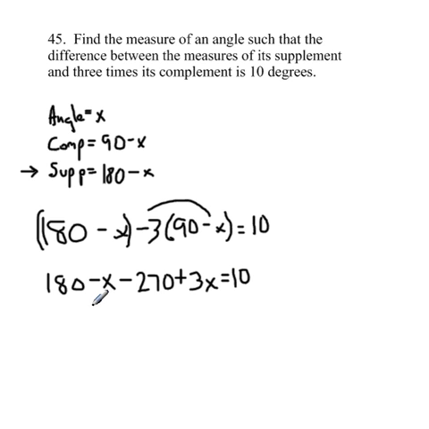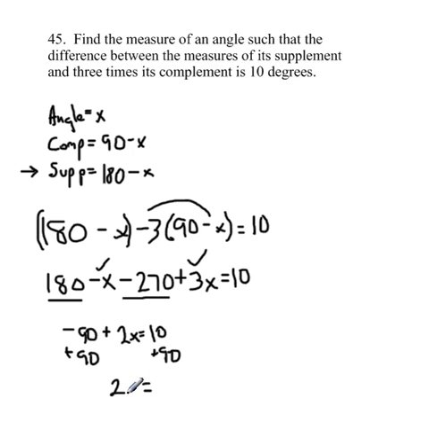When you combine like terms, you have 180 minus 270, so that's a negative 90. And then negative x plus 3x is a positive 2x, equals 10. Add 90 to both sides. So on the left side you have 2x remaining, and on the right side you have 10 plus 90, which is 100. Divide both sides by 2, and you get x is 50.